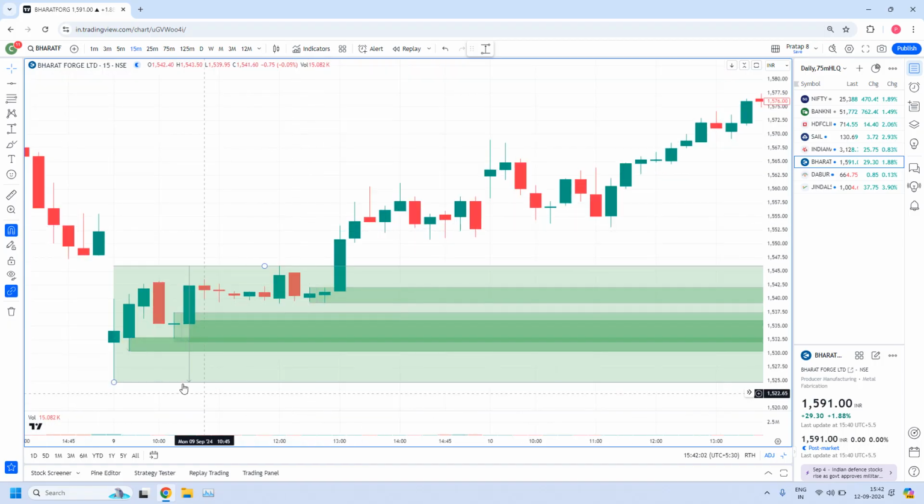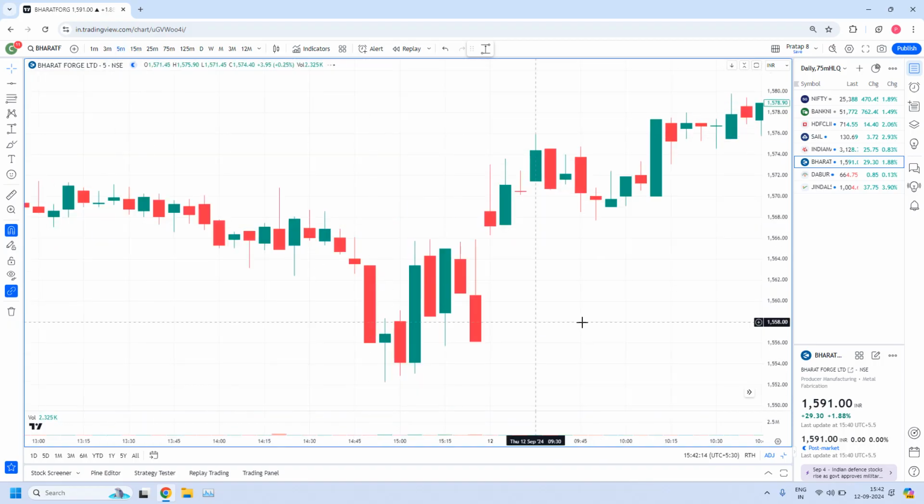Meanwhile, we have one more zone. Drop, base, rally. Excuse me. We have a drop, base, rally is there. Okay, now let's go to the 5 minutes time frame.